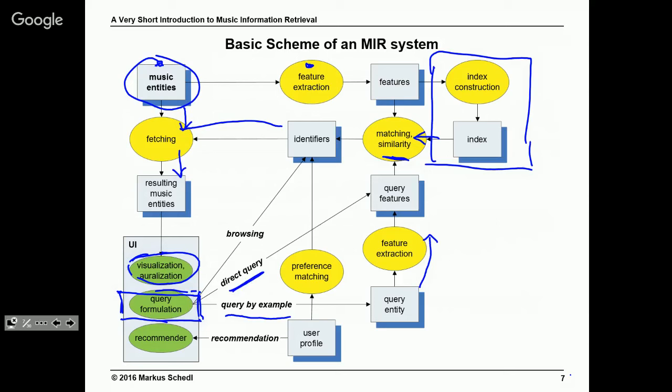Then we have the second querying approach, which is direct query, where the input is the feature itself. This could be, for instance, a tag or a melody line. I'll show you a few examples later on. And then we have browsing, where usually the user doesn't specify a real query, but the system selects the whole collection or a subset of the collection and presents it to the user in order to make it browsable, to facilitate finding new interesting music.